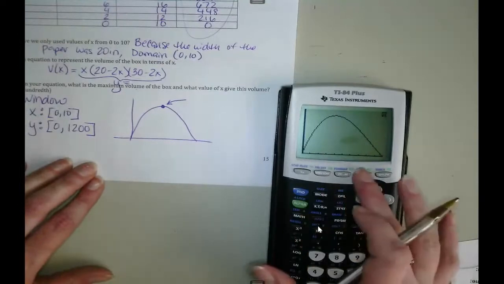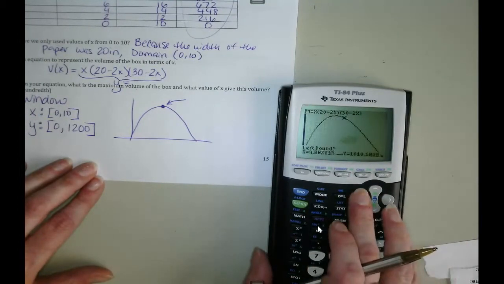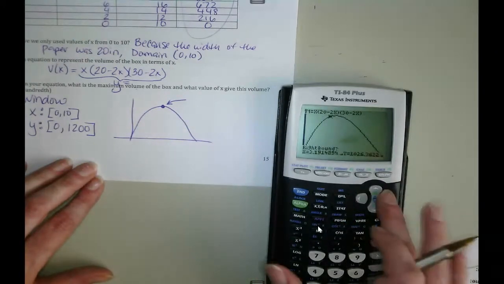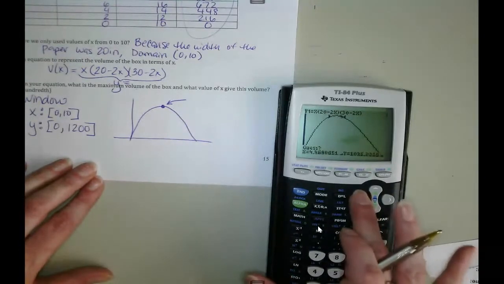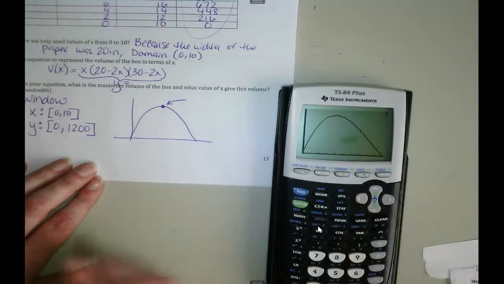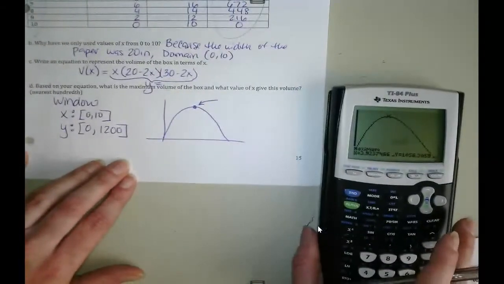Second trace, option 4 gives us that maximum point. There's my blinky spider. Move it to the left bound of the high point, so somewhere on the left. Move it somewhere on the right, and somewhere in the middle, and hit enter. And that should give us the exact decimals. This says round to the nearest hundredth in the directions.